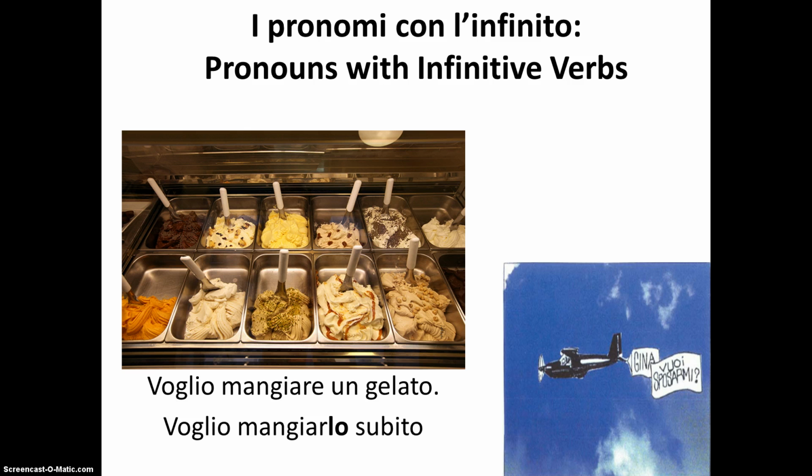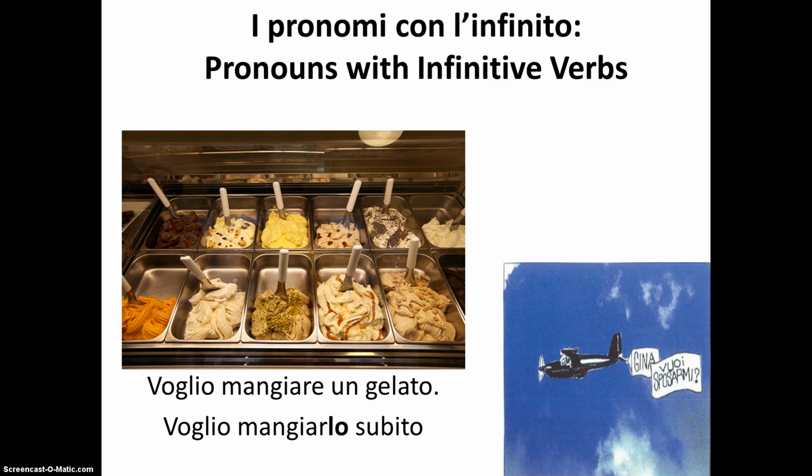The first verb, volere, is conjugated in the io form, voglio. The second verb remains in the infinitive, mangiare. I want to eat an ice cream. Notice that in English we have a similar pattern, but our infinitive is formed with to eat, to want, to sleep, to go, etc.